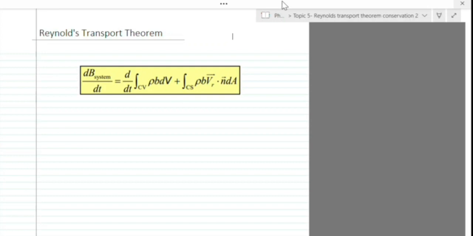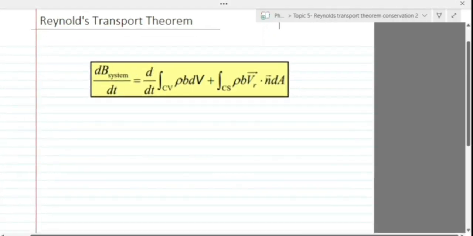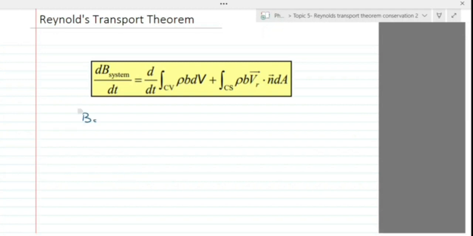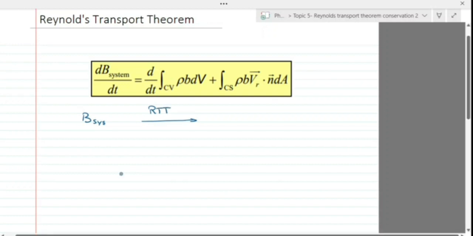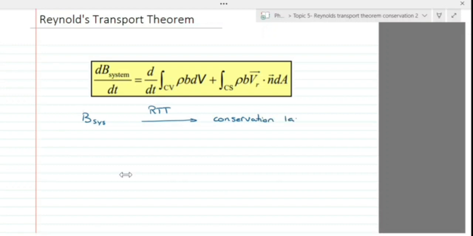So we have previously defined Reynolds transport theorem to be a theorem that gives us conservation laws that are applied for systems and upgrades them to give us conservation laws for control volumes. So if we have a property B for a system, we use Reynolds transport theorem in order to obtain a conservation law for the same property in a control volume.